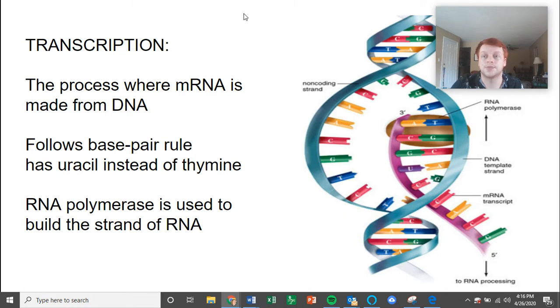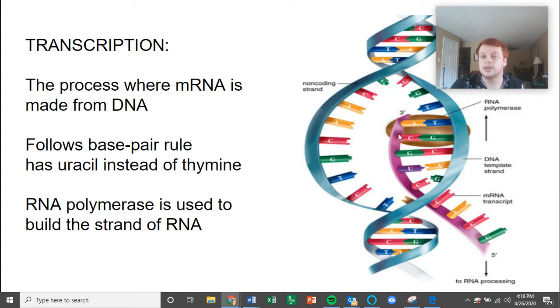So first thing we need to talk about is transcription. This is when the mRNA is made from the DNA, and it follows the same base pair rules that we learned about with DNA, except in this case, uracil replaces thymine. So A pairs with U, T pairs with A, and C still pairs with G, as we learned about before.